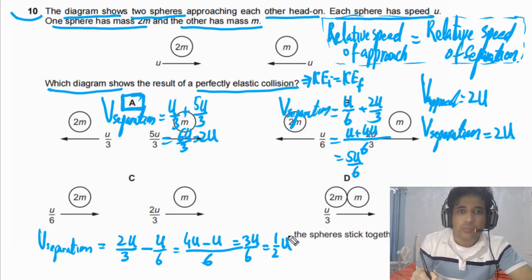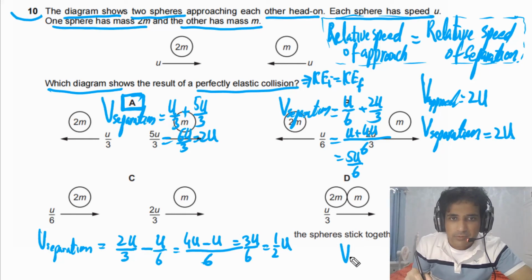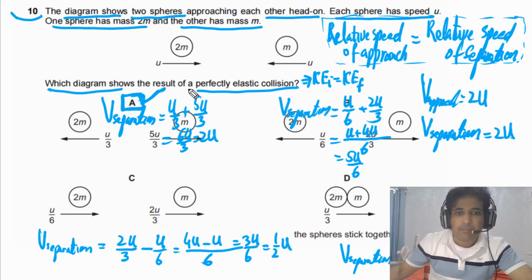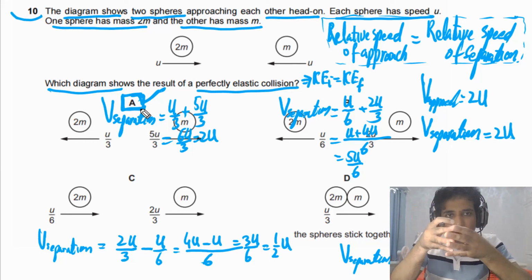In this case, they stick together, so the relative speed of separation is equal to 0. So the answer for this question is A. You need to understand how to calculate relative speed of approach and relative speed of separation.